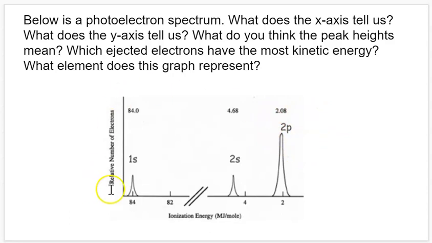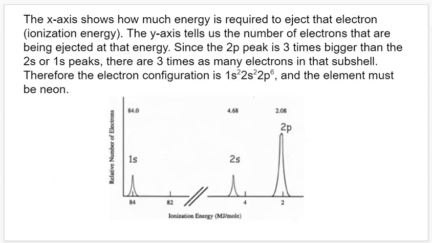So from this, we can basically read the electron configuration. We know that the electron configuration of whatever this element is going to be 1s2, 2s2, 2p6. And if we consult the periodic table, we can see that that is neon. So we here have a photoelectron spectrum of the element neon.